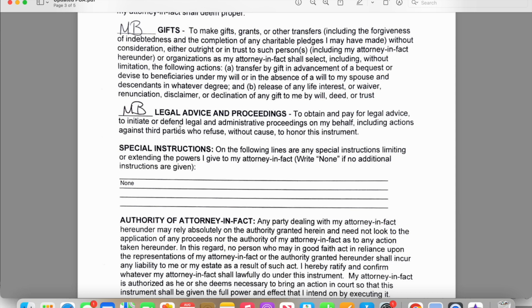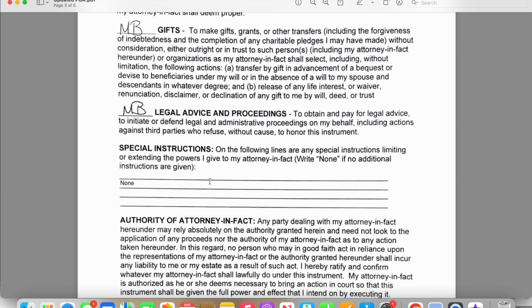This is legal advice. So if they want them to speak on their behalf as far as any kind of legal issues, or if they want them to be able to have authority to speak to their attorneys about any legal matters or refusing anything, all of that is going to be included.